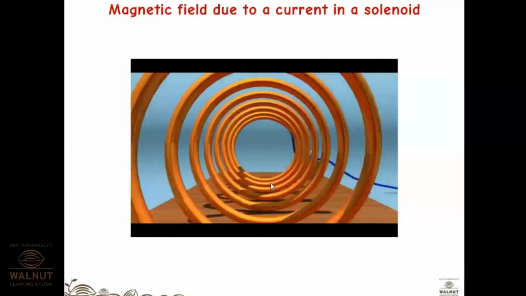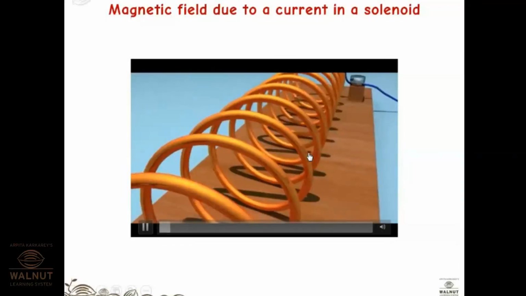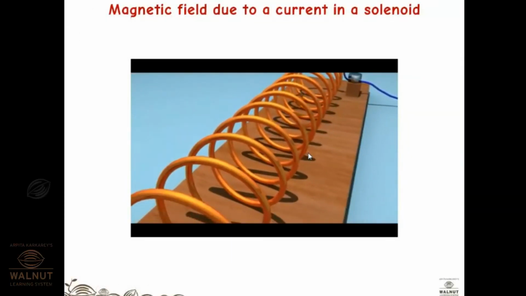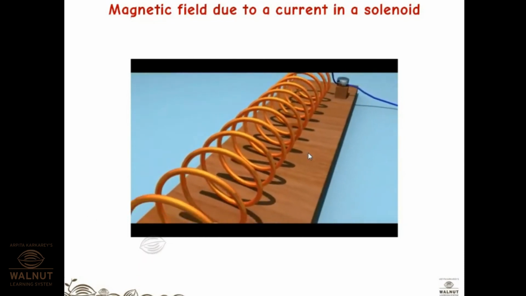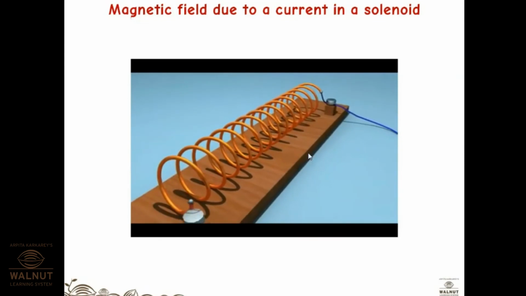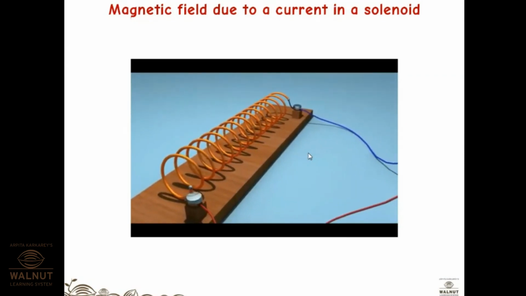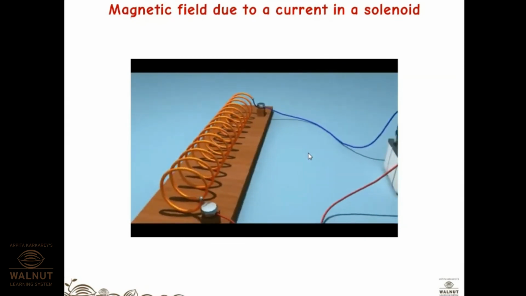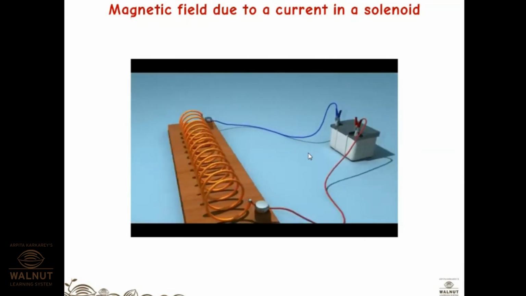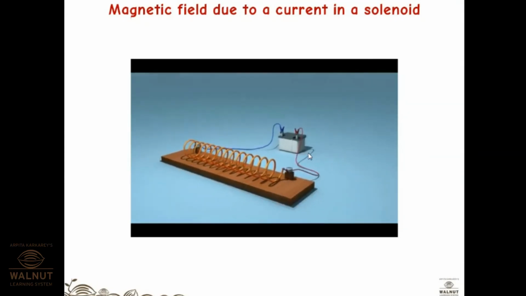So just see this video. Take a long coil with many circular turns of insulated copper, wrapped closely in the shape of a cylinder. This type of coil is called a solenoid. The electromagnetic effect of a solenoid is used in several appliances.